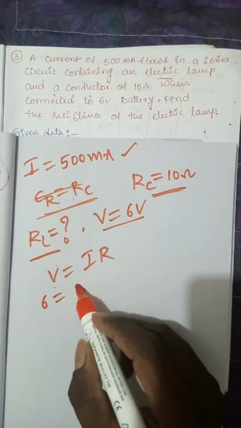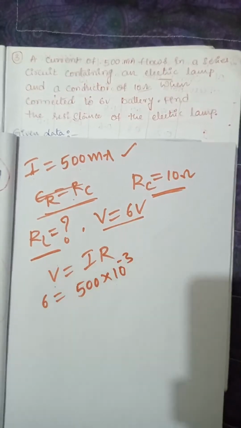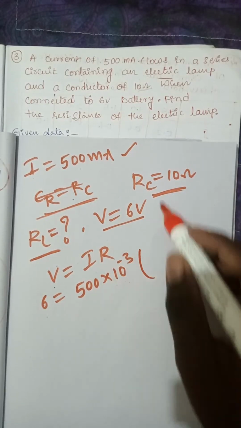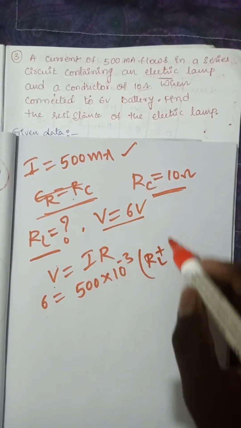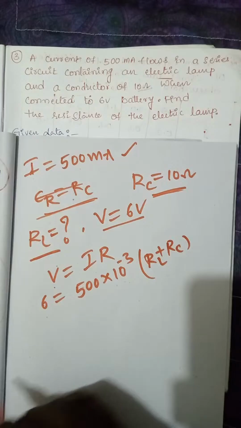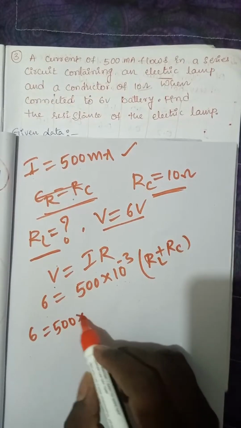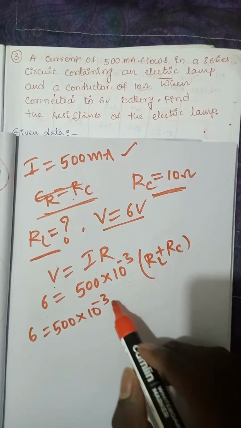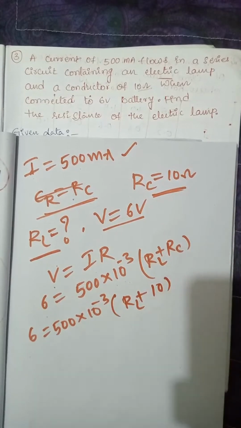I is 500 into milli, which means 10 power minus 3 ampere. And the resistance is the total of the resistance of the lamp and the resistance of the conductor. Write it first like this, then substitute the values. Now 6 equal to 500 into 10 power minus 3, into RL plus RC, where RC equal to 10.